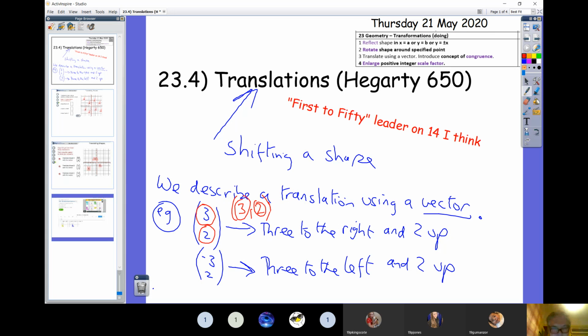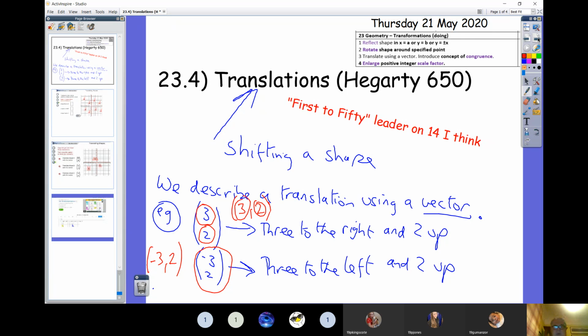So if you've got the vector 3, 2, you've got to shift the shape 3 to the right and 2 up. Now take this second one here. Just imagine you had the coordinate minus 3, 2. If you were plotting that coordinate, you would go 3 to the left and then 2 up. Well, the vector works in exactly the same way. We're going to shift the shape 3 squares to the left and 2 squares up.